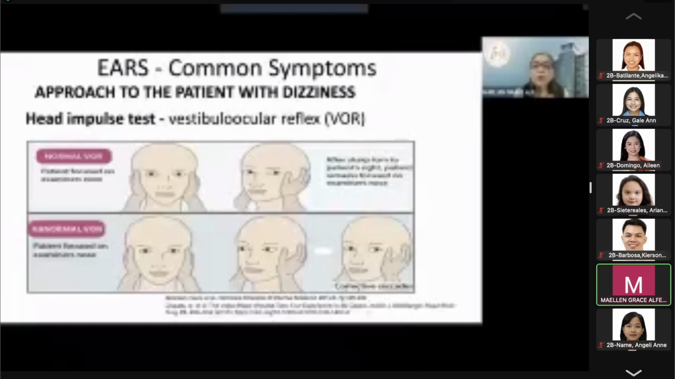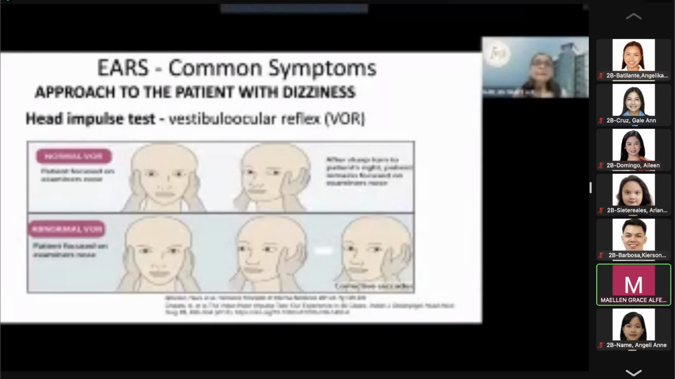Normally, the normal VOR is that you ask the patient to focus on the examiner's nose. That's a fixed target. And then you sharply turn the patient's head to one side. So here, it is on the right side. Normally, what happens is that the eyes stay fixated on the object. So when you turn the head, the eyes will still fixate on the nose of the examiner. So this is a normal VOR, or vestibulo-ocular reflex.